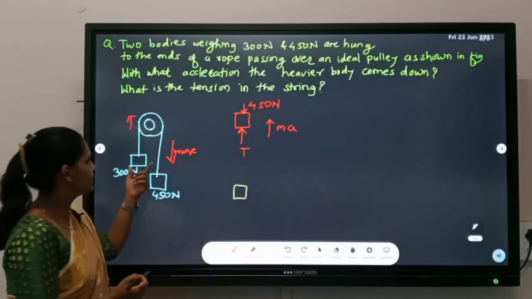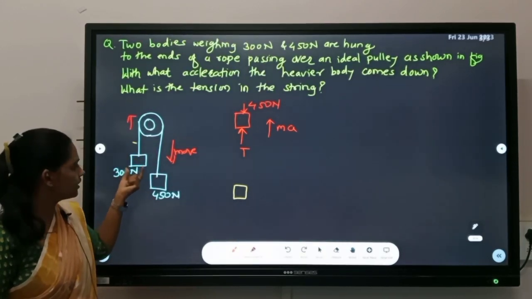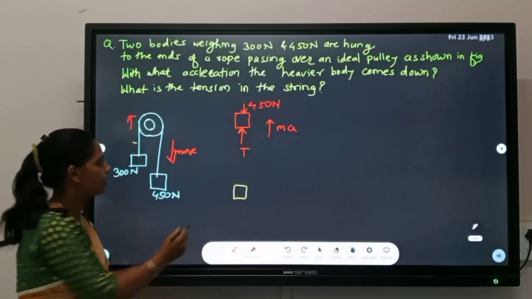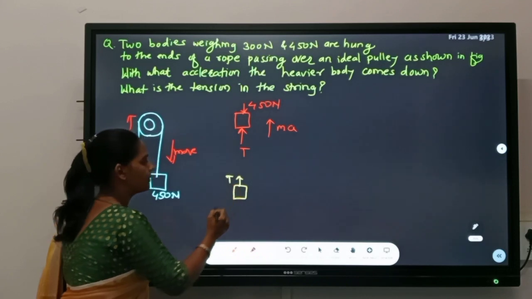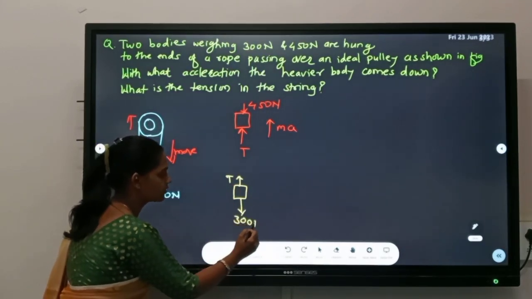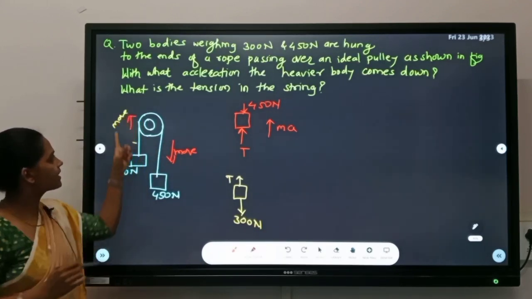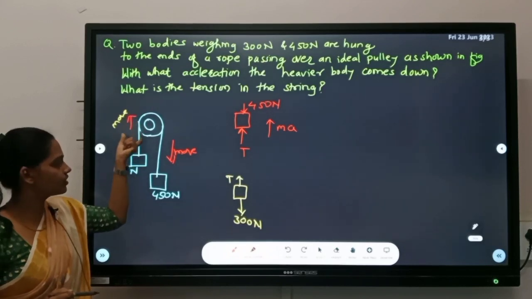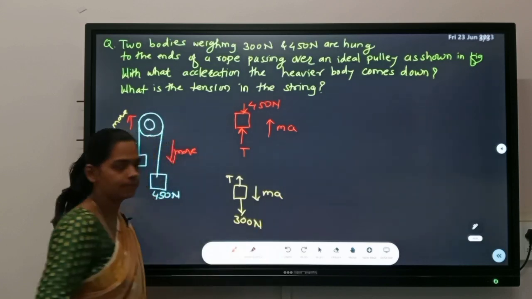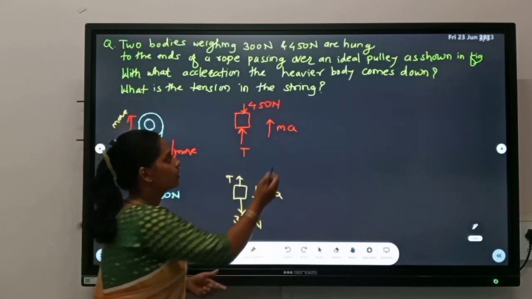For the 300 block, suppose I cut this particular string, then what will happen? This particular 300 Newton block will fall down. That means tension is present in the string, and tension is always away from this particular point. The self weight of the body acts vertically downward always, and the movement of the block is like this, upside. That's why the inertia force is towards the downside. Inertia force is given by the product of M into A. Okay, now we'll apply equilibrium conditions for individual blocks.